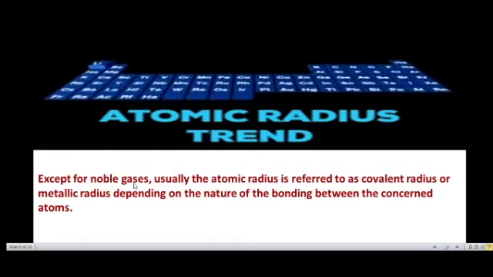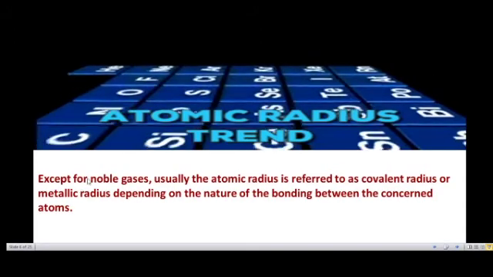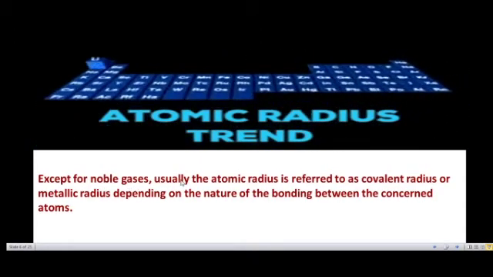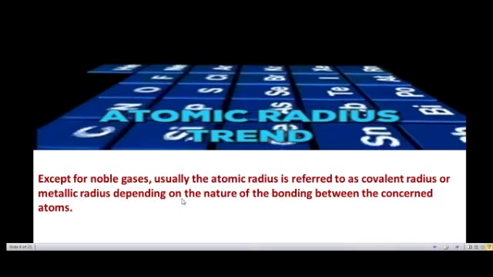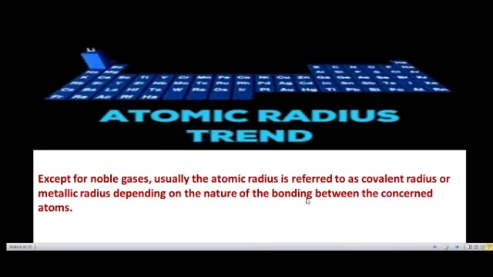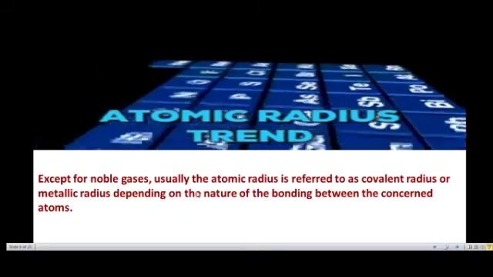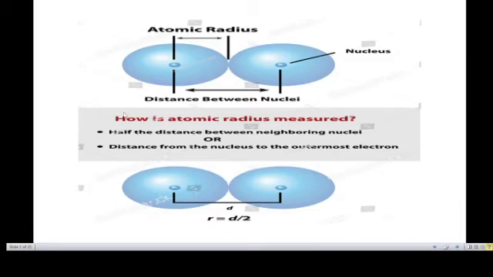Except for noble gases, usually the atomic radius is referred to as covalent radius or metallic radius, depending on the nature of the bonding between the concerned atoms. What type of bond is formed between the atoms? The atomic radius is based on the distance between the two atoms' nuclei.